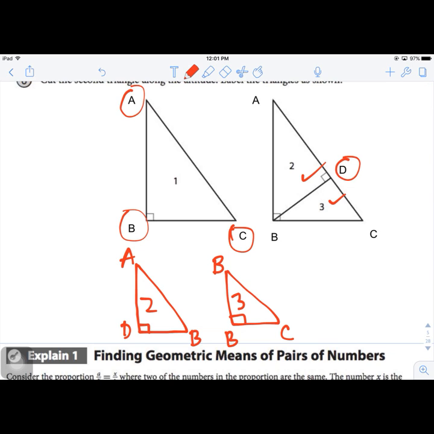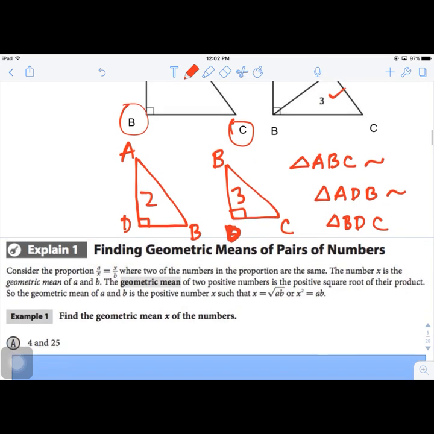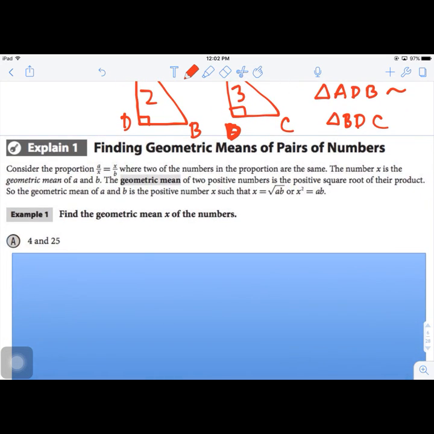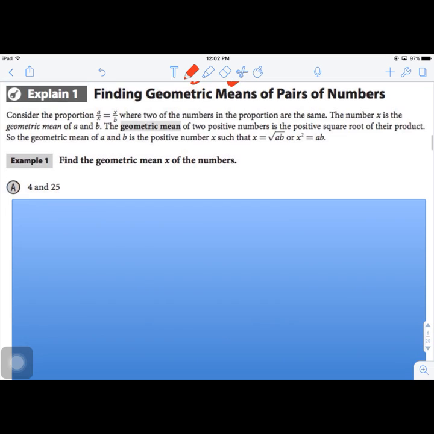So if I were to write a similarity statement for the 3 triangles, that would be triangle A, B, C, similar to triangle A, D, B, similar to triangle B, D, C. That should be D. And so similarity, drawing the figure, lining up the triangle. Remember our strategy to redraw the figure with these similar triangles is very important. So that is how you should line up the triangles whenever you see a triangle that is divided into proportional parts.